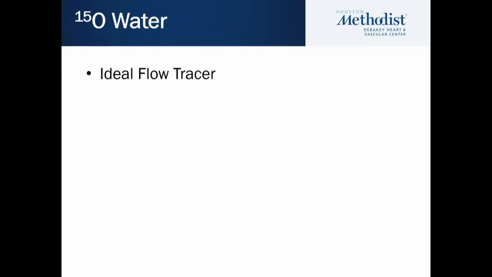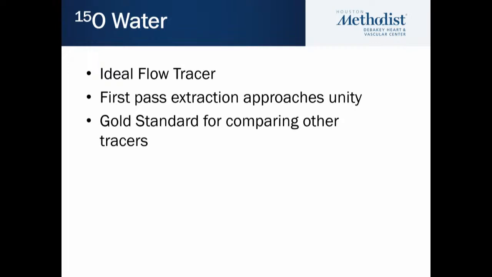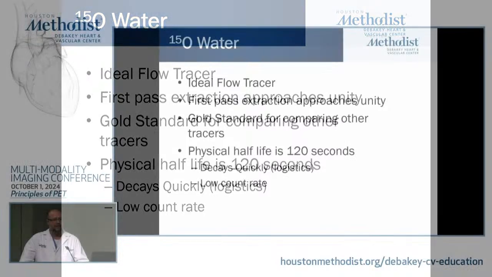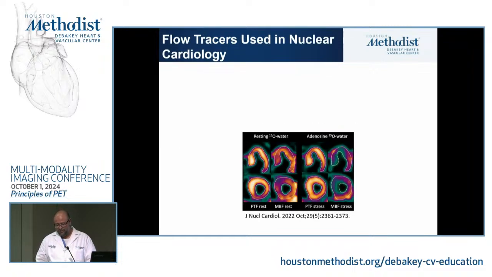So O15 water, for those of you taking nuclear board, it's the ideal flow tracer in the sense that it gives you the highest extraction. It's a gold standard for assessment of flow, and it was validated against microspheres many years ago. And nowadays everything gets validated against O15 water because we know it's ideal. The only problem with it is that it has a very short half-life, and since it goes inside the cell and outside the cell, it doesn't stay inside the cell to allow you to image it. So it's in the blood pool, but also in the myocardium. It's where there is water. So that's why images are very fuzzy.